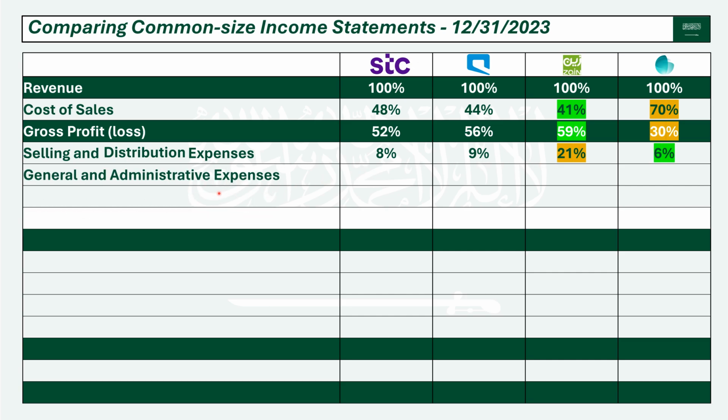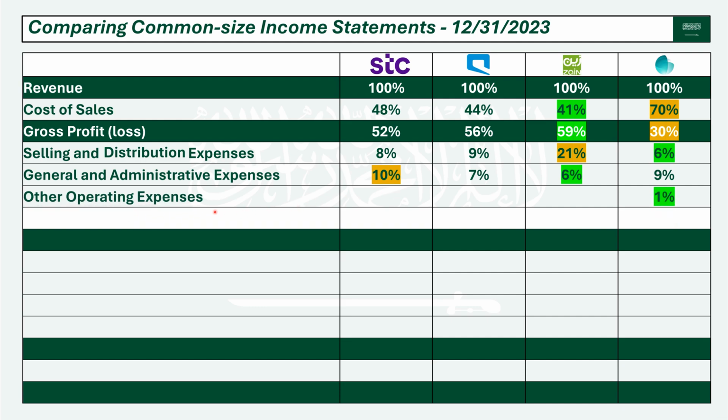General and administrative expenses. Zain with 6%, the minimum. Second position goes to Mobily with 7%. Third position goes to Go Telecom with 9%. And finally STC with 10%.